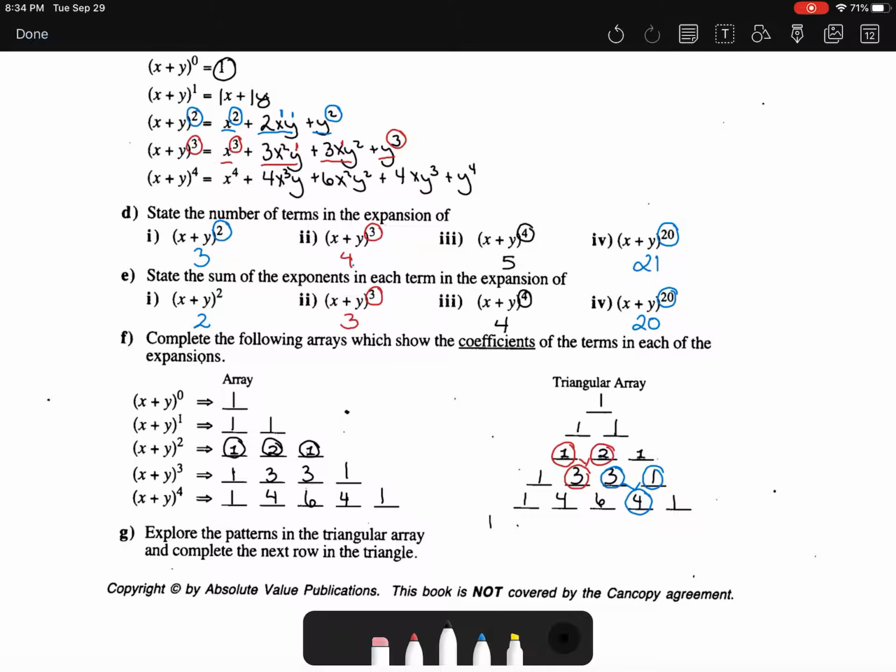With Pascal's triangle, which is what we're learning here, there's always a 1 on the outside of the triangle. So each row begins and ends with a coefficient or a value of 1. Then I would get 5 here by adding 1 and 4. Then I add the 4 and the 6 to get 10. 6 and 4 again is 10, and 4 and 1 is 5. So there's the next row in that triangle.